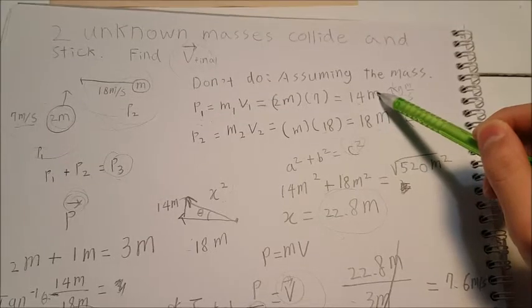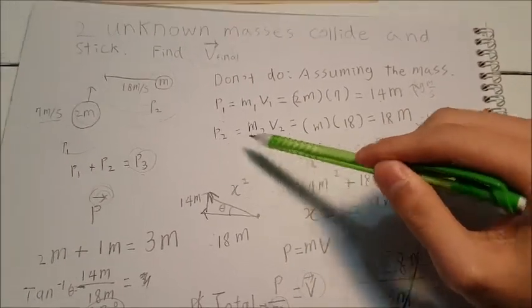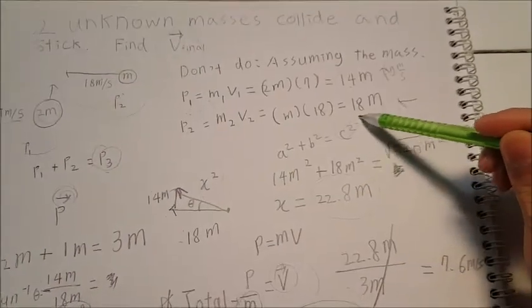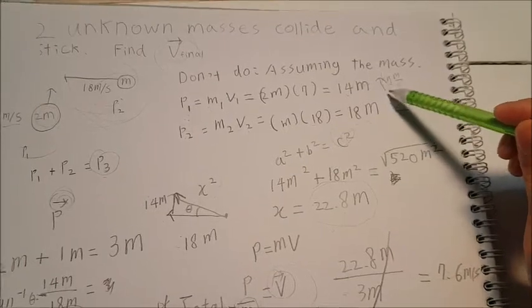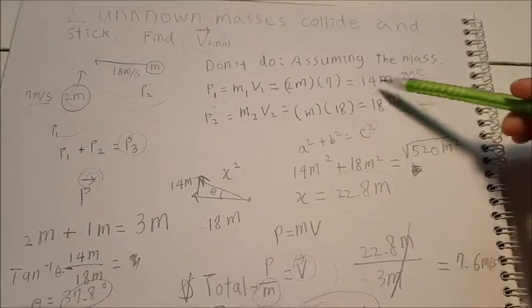You're keeping the variable here. And we do PMV again for the second object right here. And we get the number of 18m. But we're just going to skip this kilogram meters per second part for the sake of this video, because you want to keep your variable.